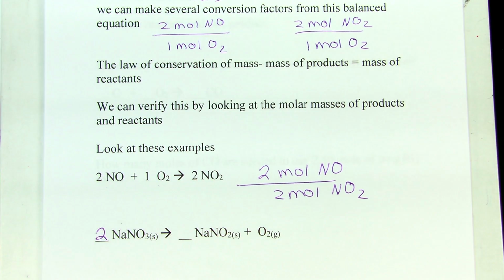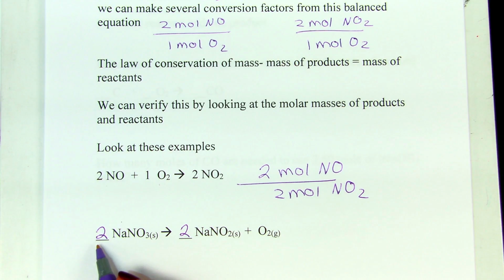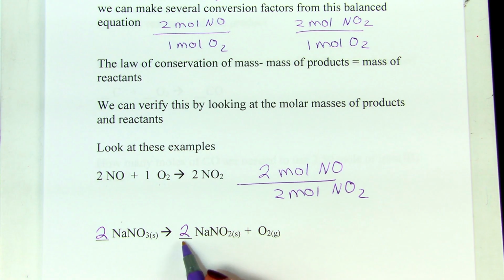So I'm going to put a two here. Now I've changed the sodium, so I'm going to put a two here for my sodiums. I now have two nitrogens and two nitrogens, so I'm good. Now I just have to see, did that fix the oxygen? Well, two times three is now six oxygens on the left, and I have two times two is four plus two, so that did solve the problem. So now I have a balanced equation.